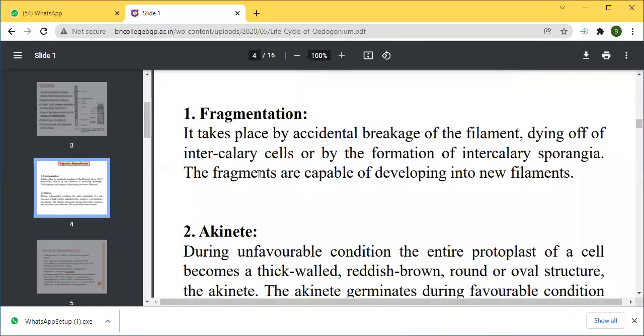What is the fragmentation? It takes place by accidental breakage of the filament. Where the filament is there, in that mother filament, sometimes accidental breakage is present. These occur by dying of intercalary cells, or by formation of intercalary sporangia. These fragments are capable of developing into a new Oedogonium filament. This is the one process, the fragmentation method of the vegetative.